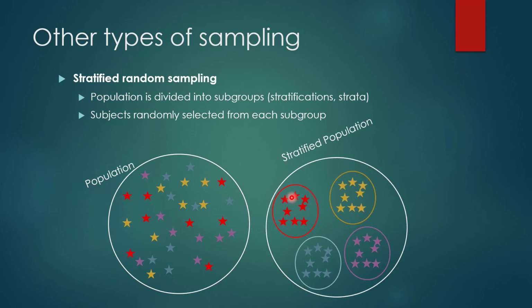So I take them and I put them into these stratified populations. Okay, so I have a group of red stars, a group of gold stars, a group of blue stars, and a group of purple stars. And then, if I want to have 10 individuals in my sample, I take 2 from each strata. So I make sure I have good representation of each one of these strata in my final sample. So I randomly selected 2 red stars, 2 purple stars, 2 gold stars, and 2 blue stars.